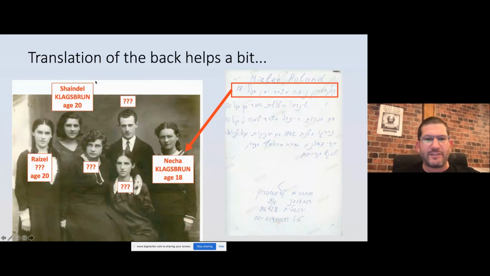So I have Necha, I have Shendel, I have Reitzel, and I have three unknown people. My guess is this is mom. These look like sisters to me. So my feeling is, boy, these two really look like sisters to me, but who knows? And this, I don't know, maybe he's a brother, maybe he's not. He looks pretty happy. I don't know. We'll see. I know what's going to happen.